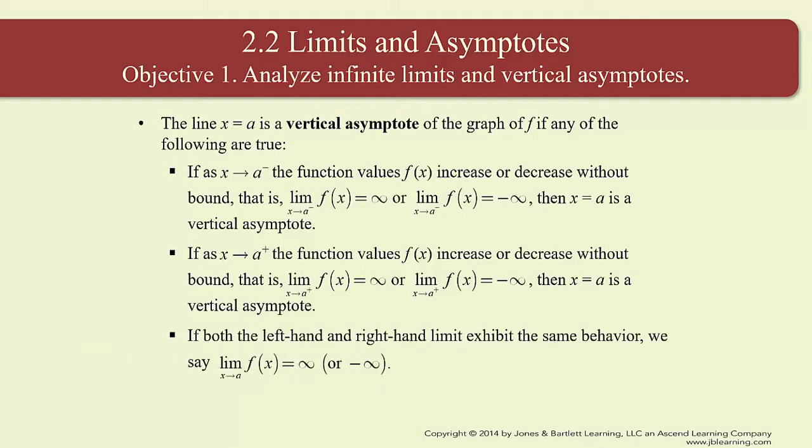And then if both the left-hand limit and right-hand limit exhibit the same behavior, increasing without bound or decreasing without bound, then we can say the limit exists and is infinity or negative infinity. So bottom line, that's technically what makes something a vertical asymptote. But what we're going to do is use vertical asymptotes to help us determine limits.